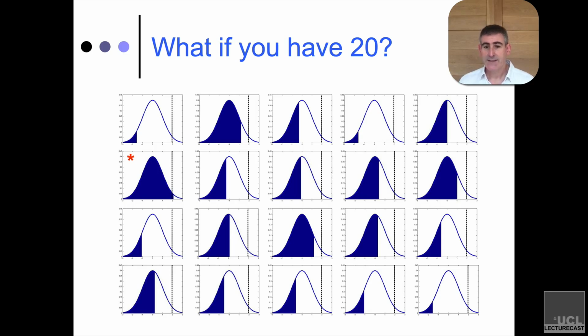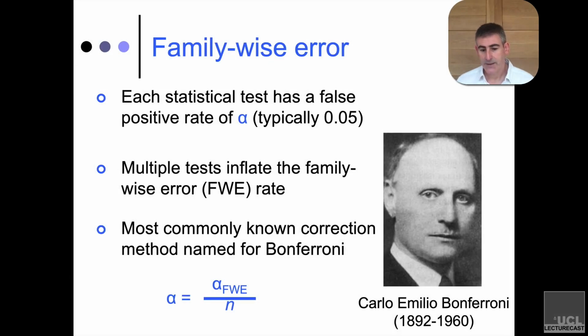What that means for us is that as soon as we have more than one test, it inflates our rate of false positives from 1 in 20, which is our community standard, to something higher than that, which becomes risky and in most cases unacceptable. Now, the problem is, how do we deal with this?